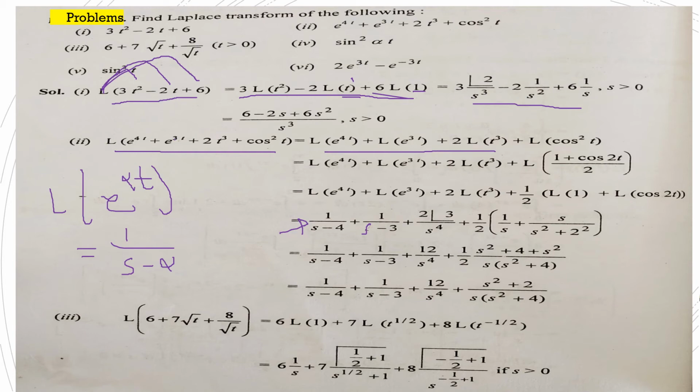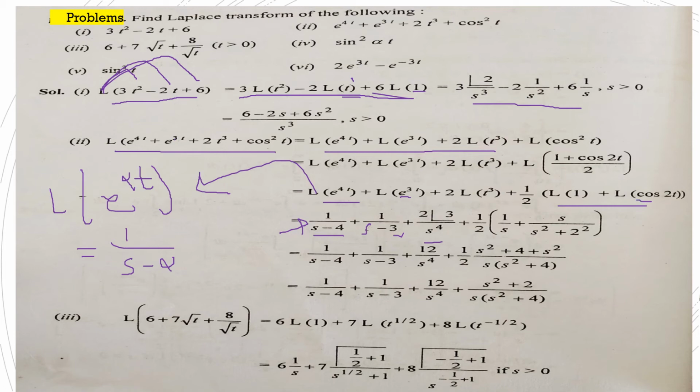First of all, you have to use the linear property and separate each term. Here for Laplace of cos square, we have no formula, so we will use the identity cos square theta equals 1 plus cos 2 theta by 2. Then break this expression into two terms. Now we will apply the formula for Laplace. The first one is Laplace of e to the alpha t, which is 1 upon s minus alpha. Alpha is here 4. In this one alpha is 3. Now this is Laplace of t raised to power n, and n is an integer, so the formula gives 3 factorial over s raised to power 4. Laplace of 1 is 1 by s.